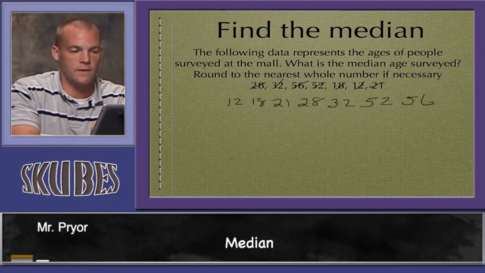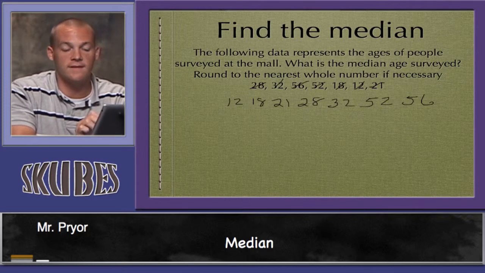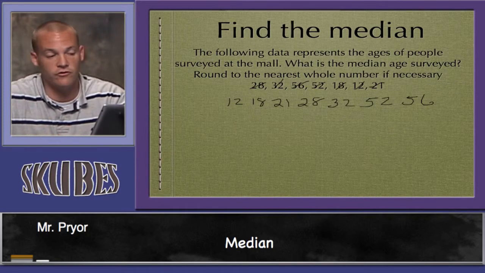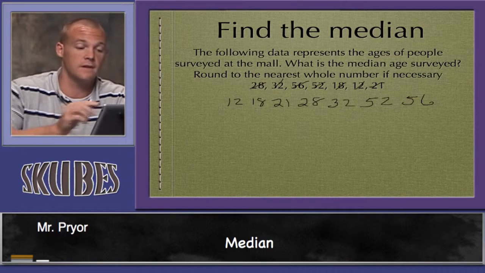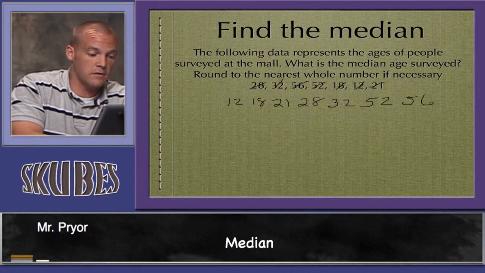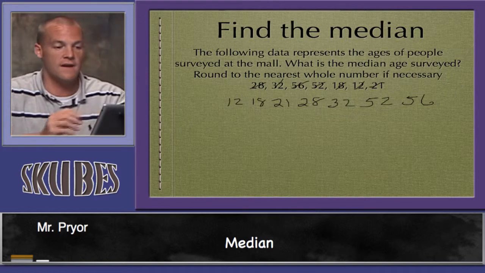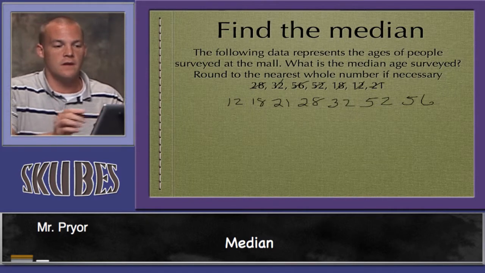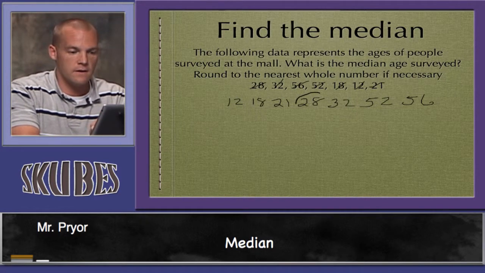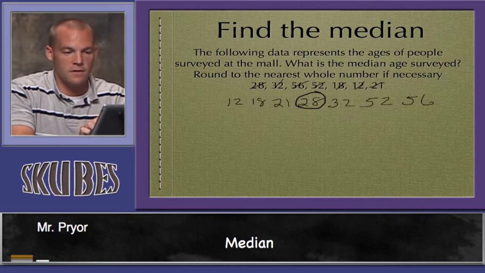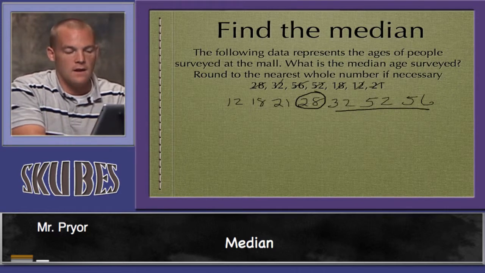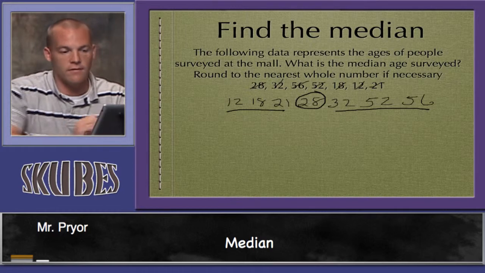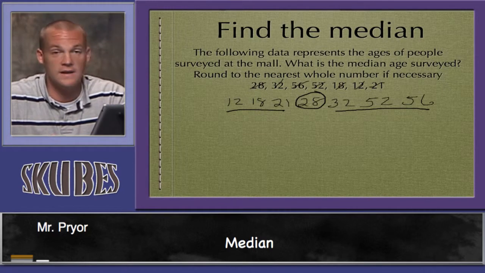In this case we have 1, 2, 3, 4, 5, 6, 7 data points. I usually look at that as good news because you know there's going to be an exact middle number. So you have to find the number that falls directly in the middle. If you notice, 28 is sitting right in the middle because you have 3 numbers to the right and 3 numbers to the left. That means 28 is going to be the median for this data set.